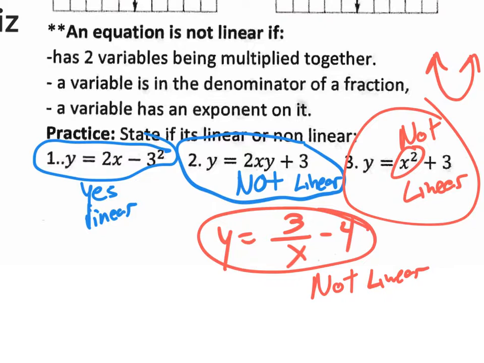So I think on this Friday's quiz, this is going to pop up as multiple choice questions. Is it linear? Is it not linear? All you have to do is understand that you can't have variables multiplied together. You can't have a variable in the denominator. And you can't have a variable squared or to the 3rd power or 4th power, because that produces curves.